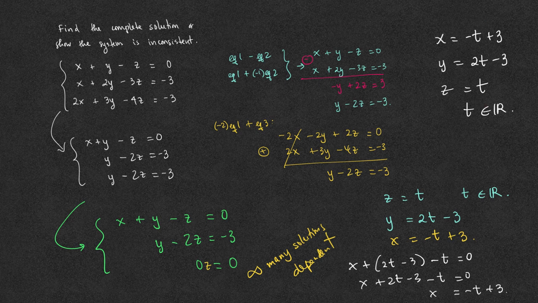For example, if t equals 0, then one of the infinitely many solutions is found by plugging 0 into x: x equals 0 plus 3. So x is 3, y is negative 3, and z is 0. If we plug in 1, we have another solution. Negative 1 plus 3 is 2. 2 times 1 is 2. 2 minus 3 is negative 1. And z is 1, and so on. There are infinitely many solutions here. The system is dependent.